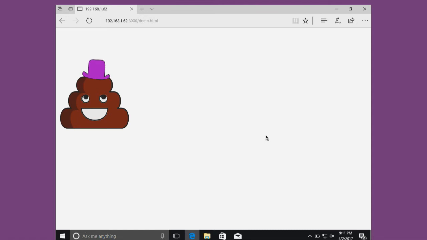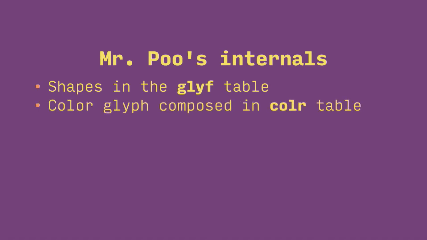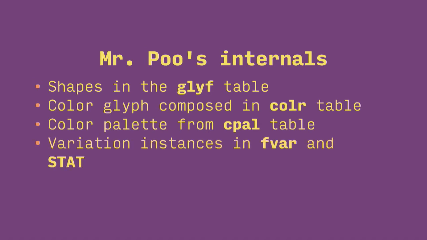So let's take a look at Mr. Pooh's internals. Gross. How does Mr. Pooh look from the inside? The shapes of all of what you just saw, the head and the turd and the eyes and everything, are just regular entries in the glyph table. The color table stacks them on top of each other. The CPAL table feeds them the color. The variation instances are in the fvar and the STAT tables, and the actual cap height differences are in the gvar table.